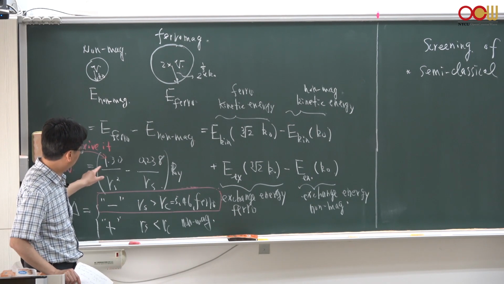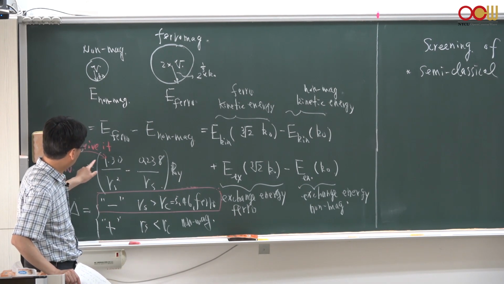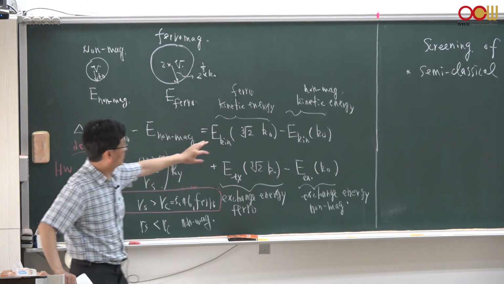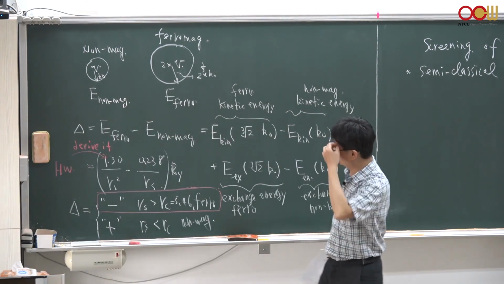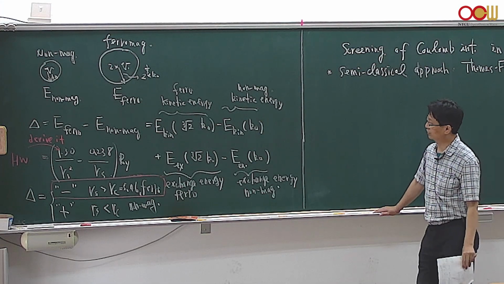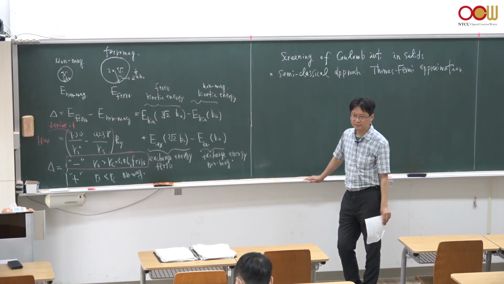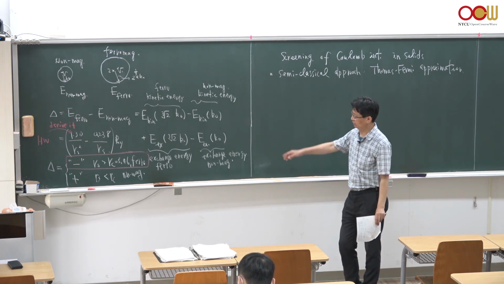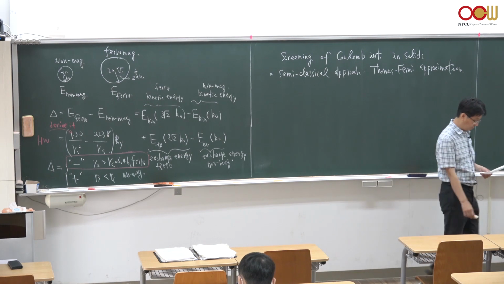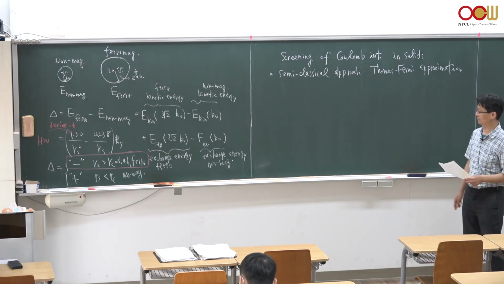But this is a very good exercise for you to derive this estimation simply by comparing the two situations, the ferromagnetic and non-magnetic, and plugging the correct Fermi momentum in the ferro case, and then you will get this estimation. So it's a simple homework exercise.